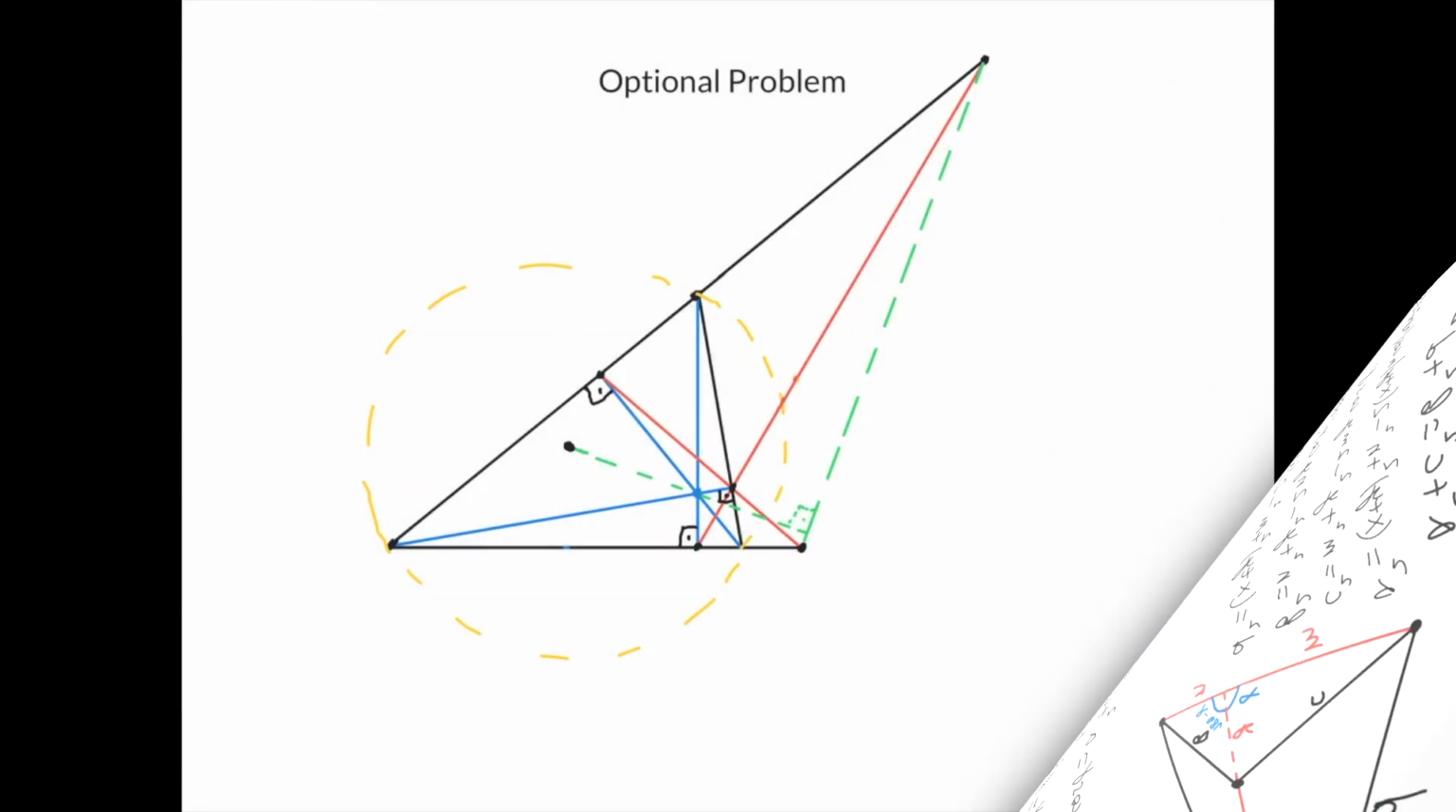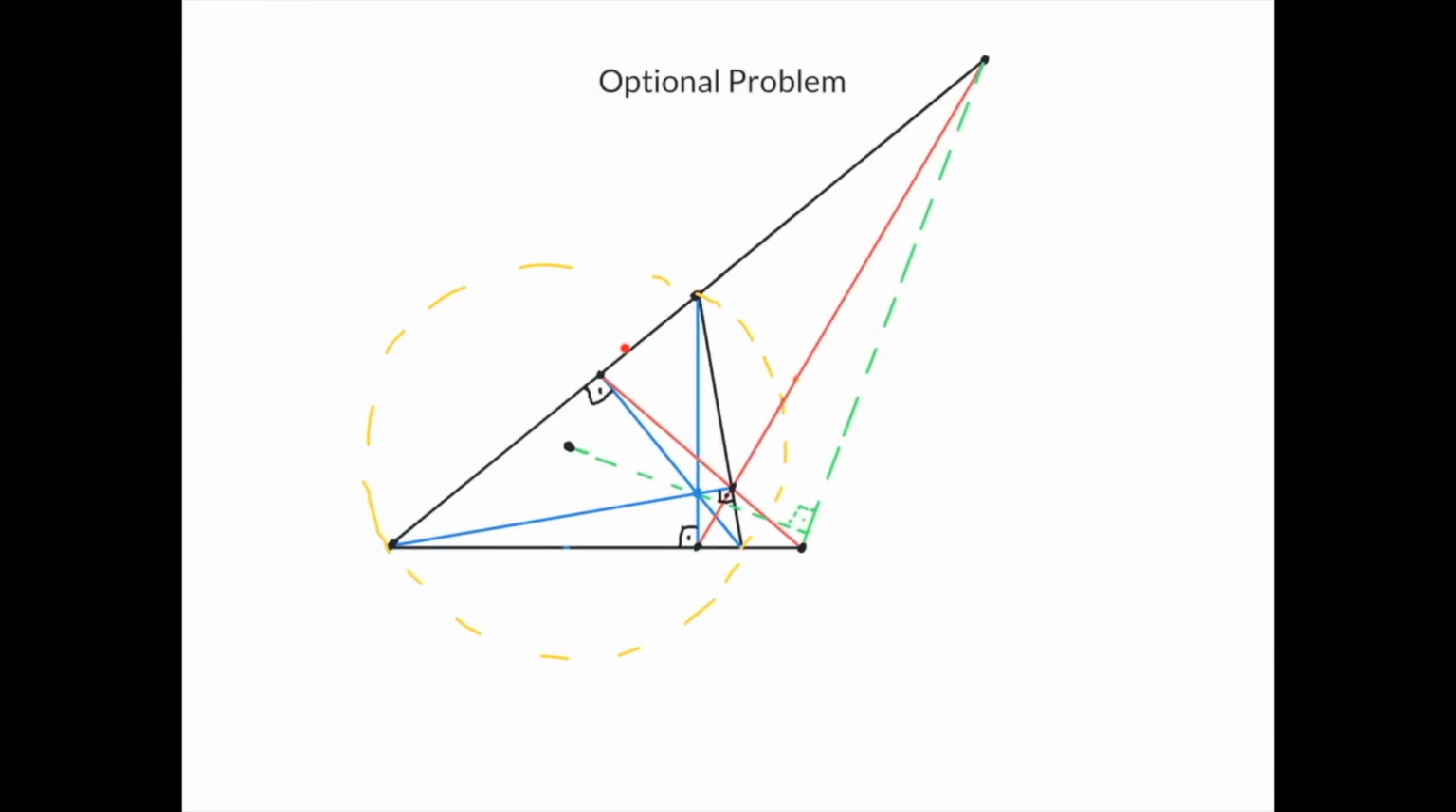Here's the optional problem. We have a triangle. This here is its orthocenter. We take the line connecting this foot of the perpendicular and this foot of the perpendicular, and we intersect it with this line here. Similarly, we take this line connecting this foot of the perpendicular and this foot of the perpendicular, and we intersect it with this line here. That's how we define this green dashed line here.